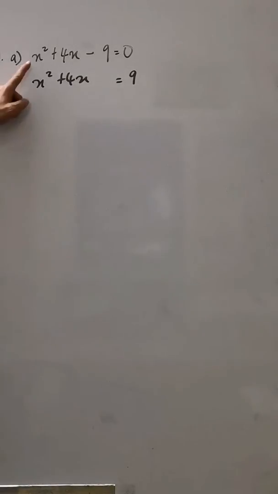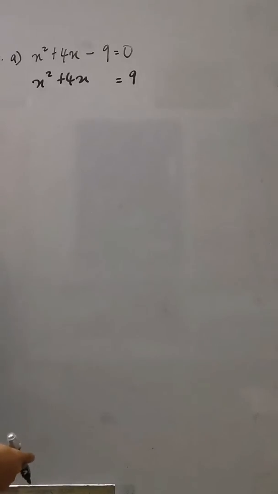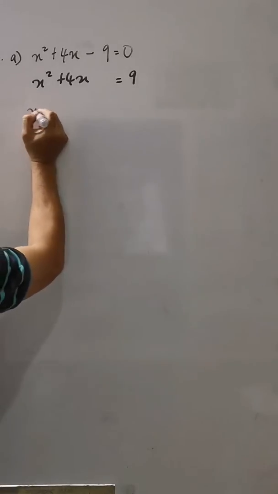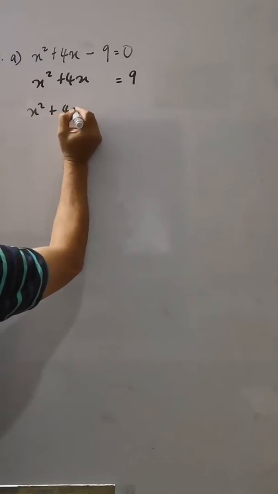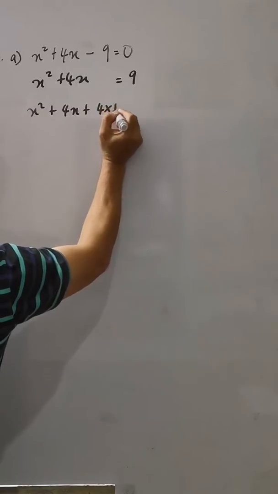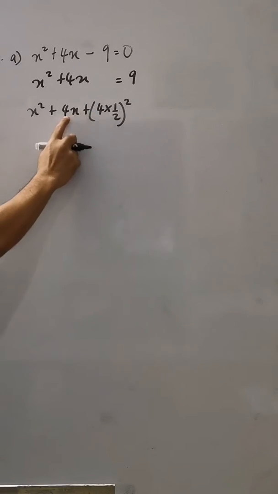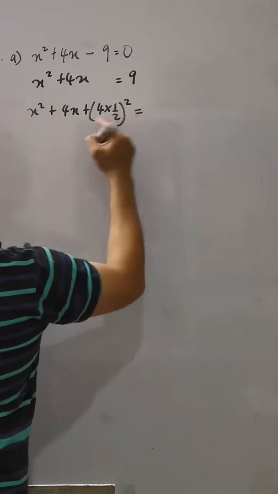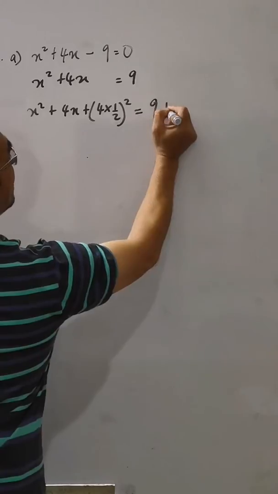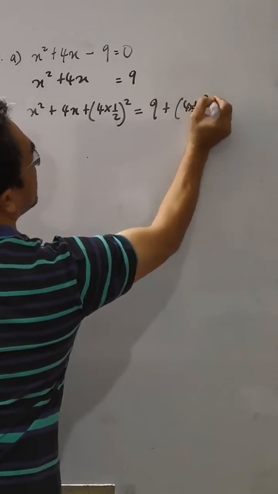In case the value of a is 1, then you multiply b by half and square. So x squared plus 4x plus 4 times 1 over 2 squared. Okay, where did I get 4? From here. If you do it on the left side, you do the same thing on the right side. 4 times 1 over 2 squared.